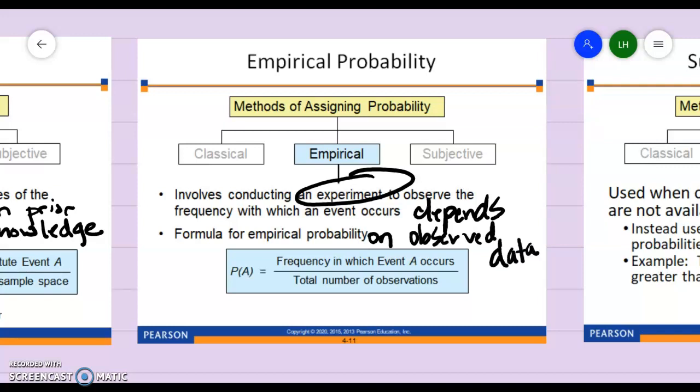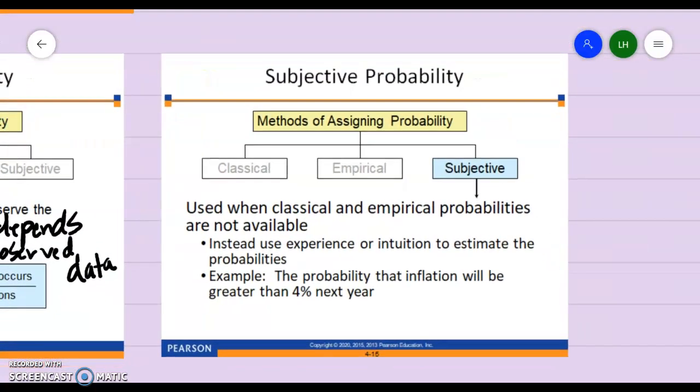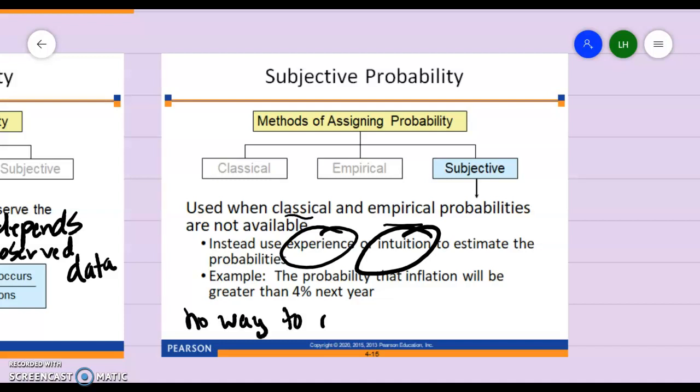And then the last one is subjective probability, and this is used when you can't do classical or empirical. Instead, they use experience or intuition to estimate the probabilities. So there is no way to compute it. This is what we use.